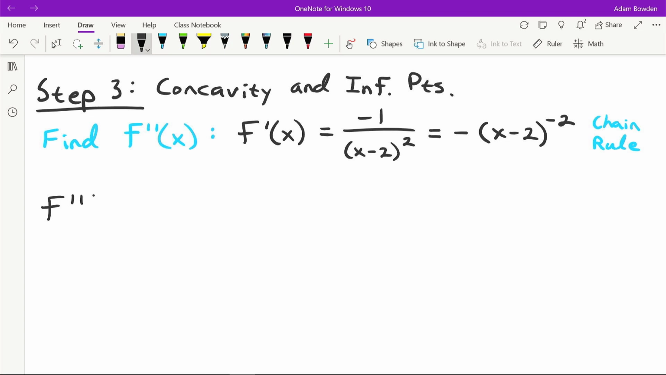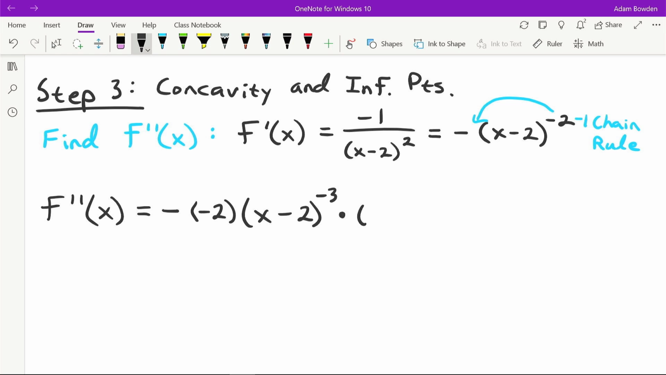So f double prime of x would equal negative, I'll go ahead and write here negative 2, because I'm going to bring that negative 2 out to the front, subtract 1 away from the exponent, and write x minus 2 in parentheses raised to the negative 3 power. Technically, we do have to multiply by the derivative of the inside, but that's just 1. So to recall, chain rule means we do the derivative of the outside times the derivative of the inside.